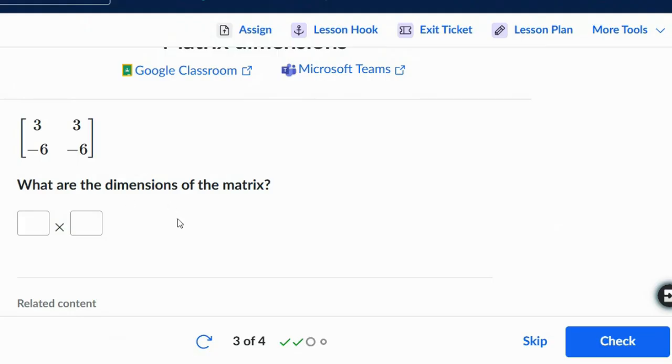Okay, what are the dimensions of this matrix? We have a 3, a -6, and a -6. How many rows? How many columns? This one's kind of hard to mess up. Either way, you got 2 rows and 2 columns. So it's kind of hard to mess it up. It's a 2 either way. 2, 2.